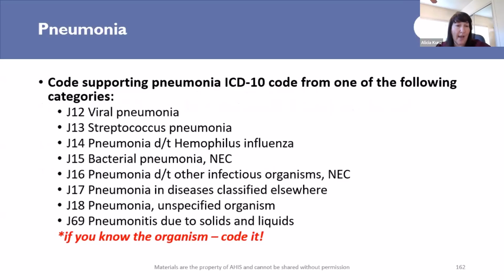Pay attention to the last bullet point here. J69 is pneumonitis due to solids and liquids. That is the code for aspiration pneumonia. And it's actually pneumonitis. It's an inflammation. It's not an actual pneumonia code. So just to be aware of that. And if you know what the organism is, use the correct combo code. So just be aware of that.